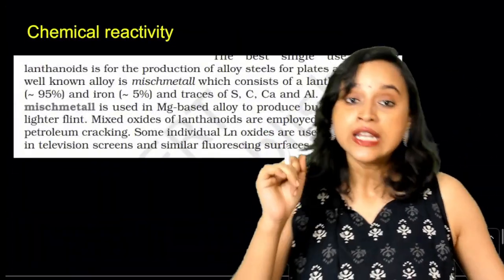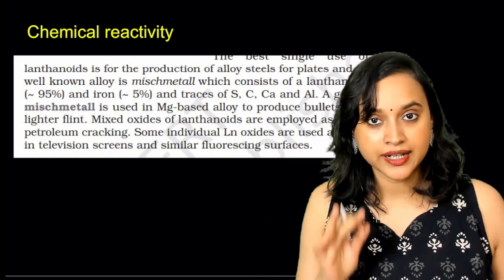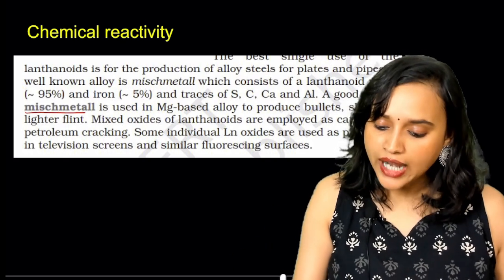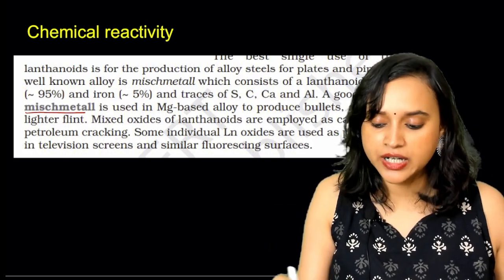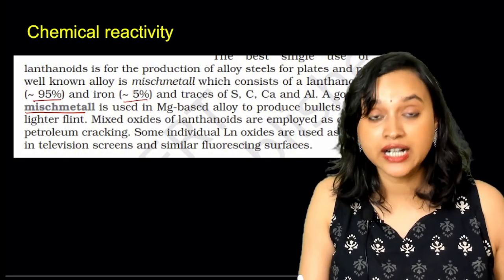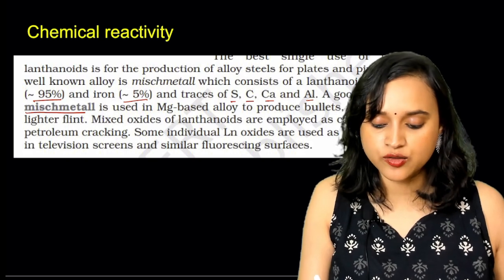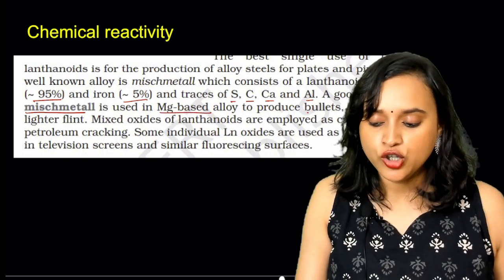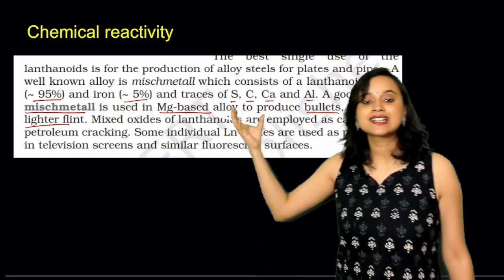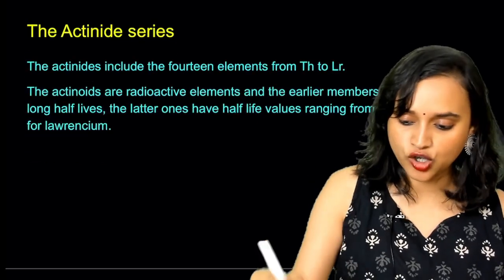Got it? Okay. Now, this is one line that I have taken from NCERT, because I have seen that in 2025 they asked this question regarding mish metal. A well-known alloy is mish metal, which consists of a lanthanoid metal 95% and iron 5% and traces of sulfur, carbon, calcium and aluminium. A good deal of mish metal is used in magnesium-based alloy to produce bullets, shell and lighter flint. This has come in the examination, which is why I have taken this screenshot. Make sure that you study this also.